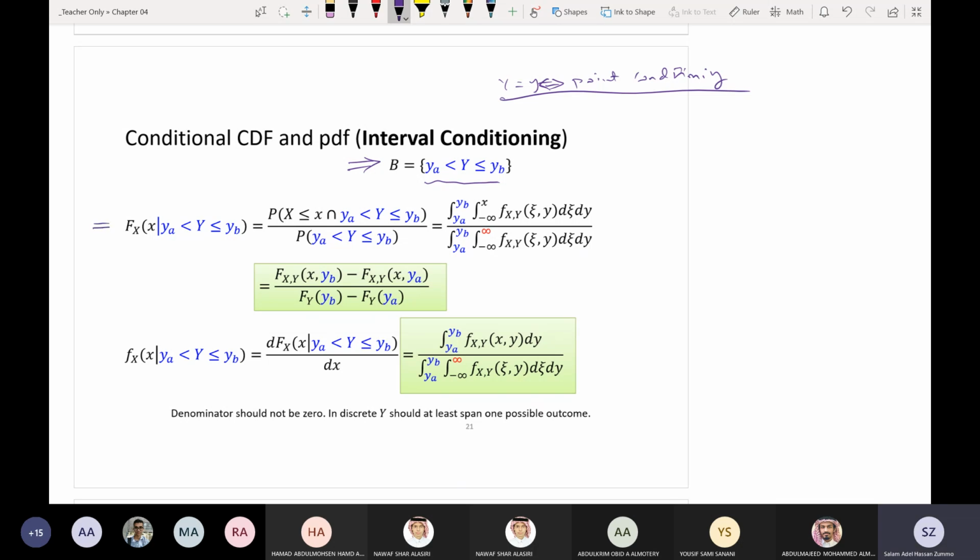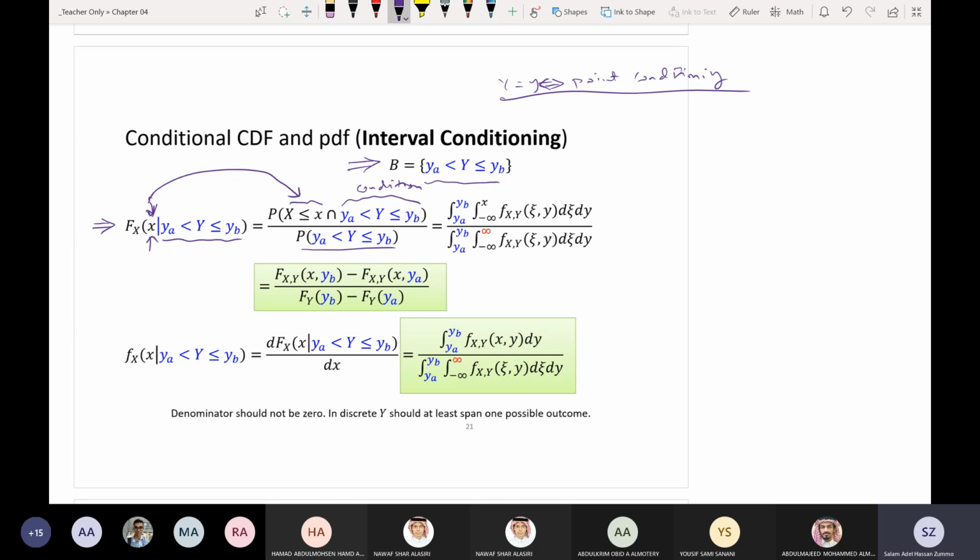In this case, the conditional CDF of X given Y between ya and yb equals, by definition, the joint probability of X less than or equal to small x, because this comes from the CDF. The CDF of X is by definition the probability that X is less than or equal to x, intersected with the condition, divided by the probability of the condition, that is, the probability that Y is between ya and yb.